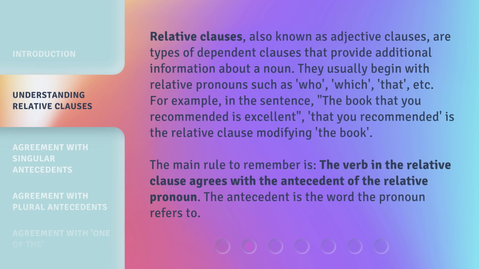Relative clauses, also known as adjective clauses, are types of dependent clauses that provide additional information about a noun. They usually begin with relative pronouns such as who, which, that, etc. For example, in the sentence, "The book that you recommended is excellent," that you recommended is the relative clause modifying the book. The main rule to remember is the verb in the relative clause agrees with the antecedent of the relative pronoun. The antecedent is the word the pronoun refers to.